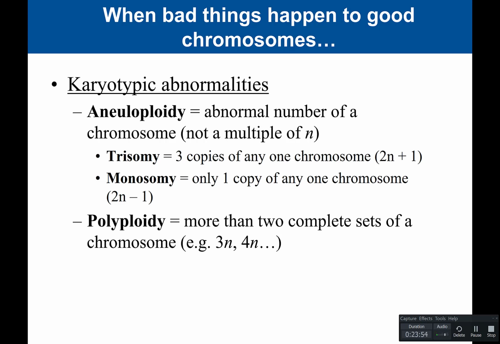In terms of polyploidy, poly means many. So more than 2 complete sets of chromosomes. So the organism could be 3n or 4n. So they have more than just a homologous pair. They may have 3 of each chromosome or 4 of each chromosome. And that you see more commonly in plants.